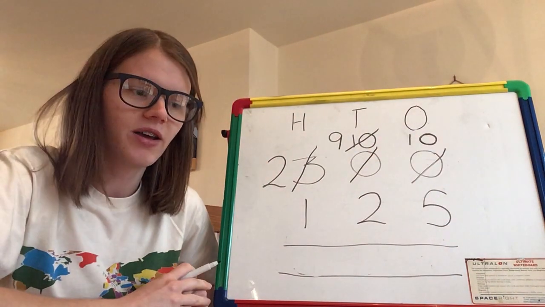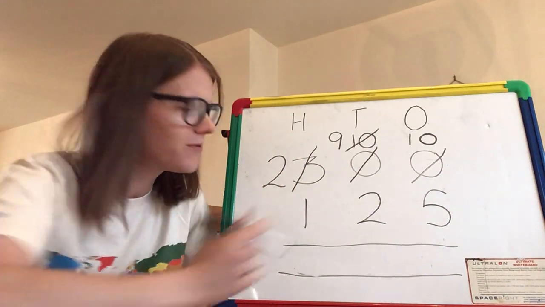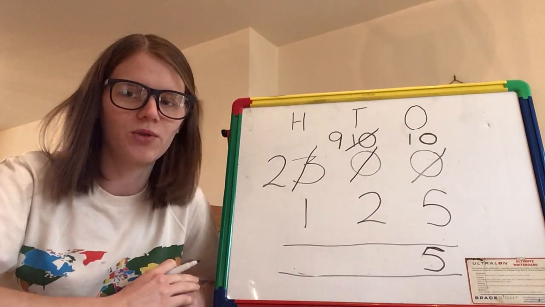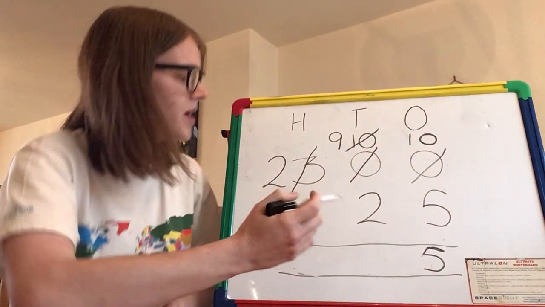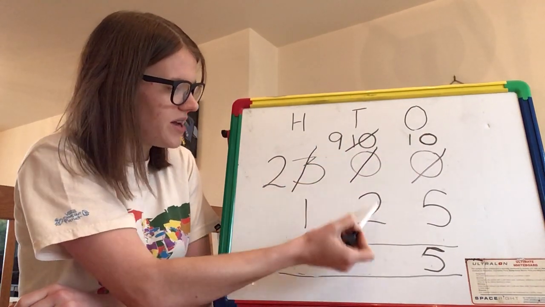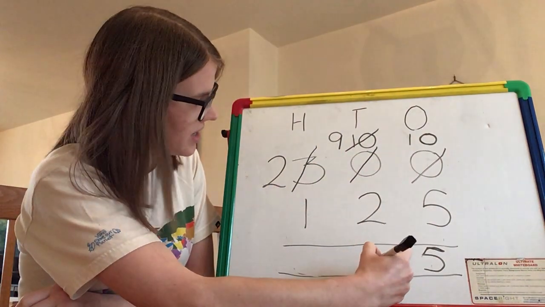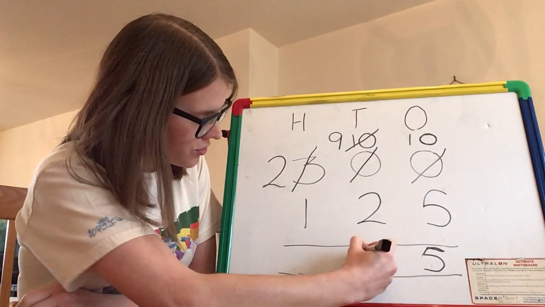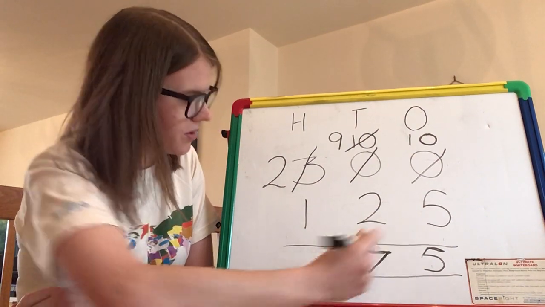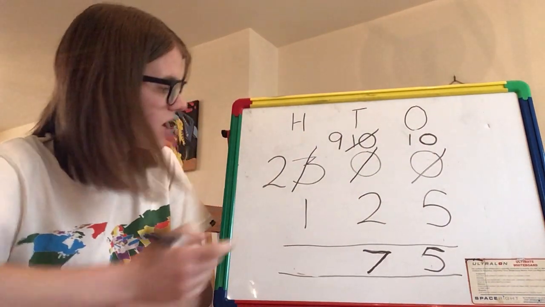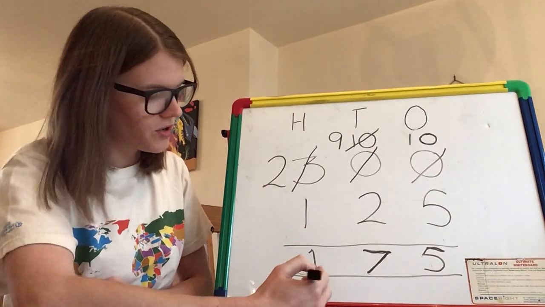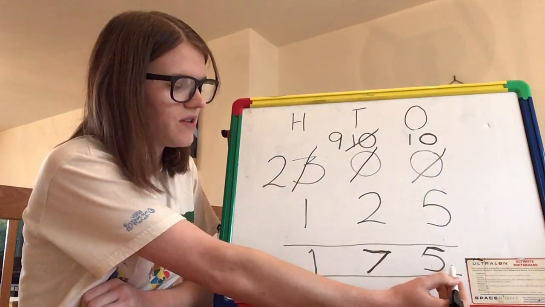10 take away 5, you're going to get 5. And we should all be able to do that one because we definitely all know our number bonds to 10, so really well done. 9, because we had 10 and we took 1 away for this column. 9 take away 2 is going to leave me with 7, making sure it's in the right column. And then I've got 2 take away 1, which leaves me with 1. So your answer would be 175.